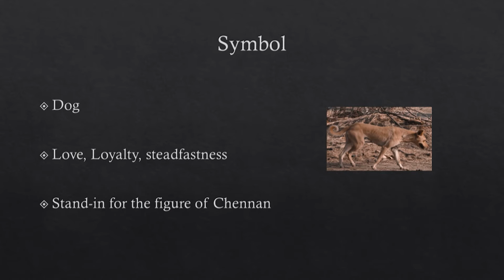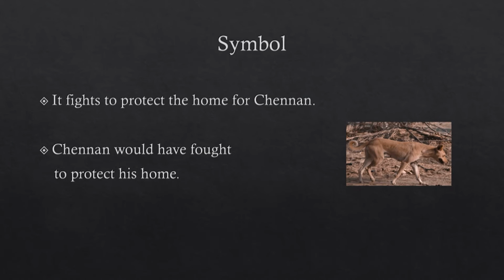Now let's look at the dog. Chennan's dog is also a really significant symbol in the story. Many of us know that dogs stand for loyalty, steadfastness, love and courage. But in the context of the story, the dog is also a stand-in for the figure of Chennan. So the dog can also symbolize this person, the pariah from the lowest of the low. The dog here fights to protect the home for Chennan, as Chennan would have fought to protect his home. So there is a parallel again between the master and the master's dog.